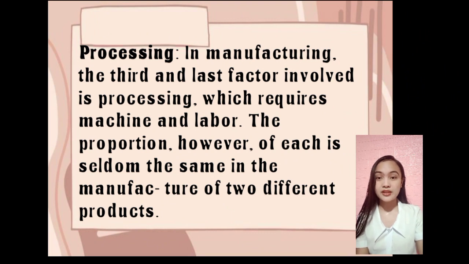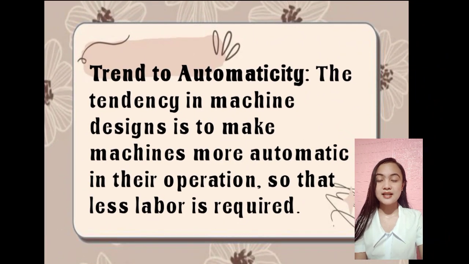In manufacturing, the third and last factor involved is processing, which requires machines and labor in proportion. However, the proportion of each is seldom the same in the manufacture of two different products. For example, the manufacture of safety razor blades uses highly automatic machines, several of which may be tended by one person. Other processes, however, may require two or three or more attendants to a machine. So moving on to the next slide, we have here the trend to automaticity.